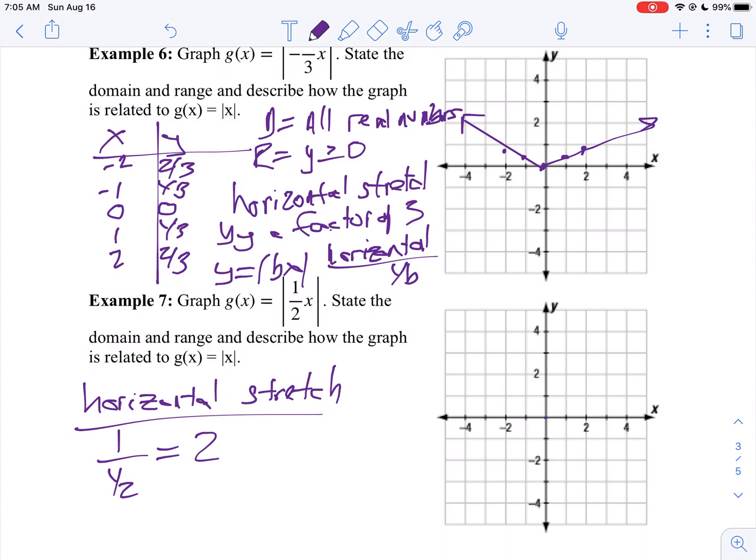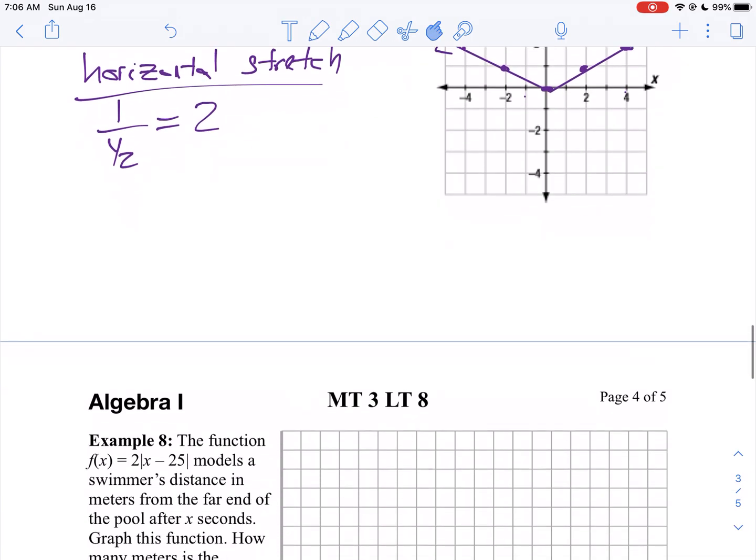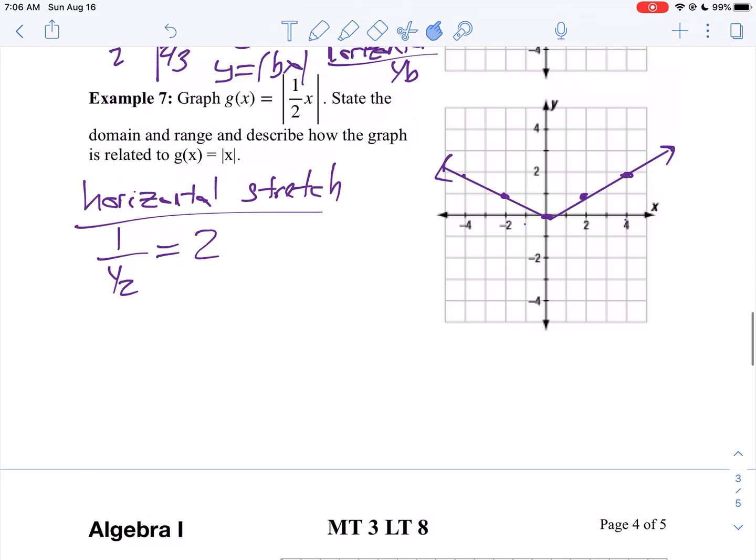So here's what happens. I take 0, 0. Normally, I'd go over 1 and up 1. Well, since I'm doing a horizontal stretch of 2, I'm going to go over 2 and up 1. And then double that. If I go over 4, I'd go up 2. And then we can see there is your horizontal stretch. Kind of looks like a vertical compression too, doesn't it? But it's a horizontal stretch is what it is. Now, we got that one.